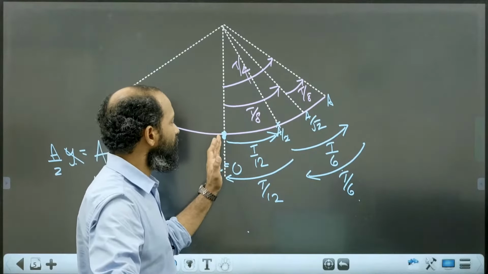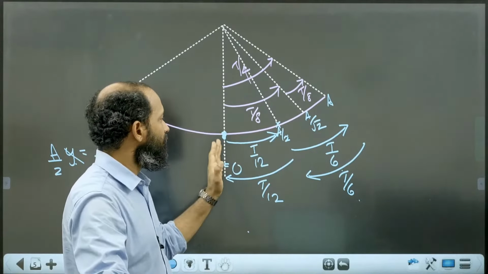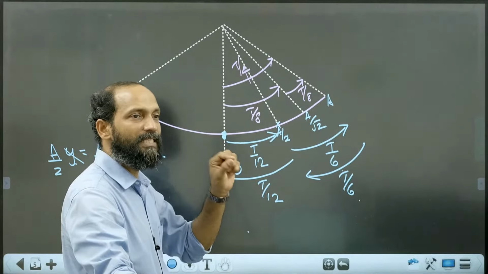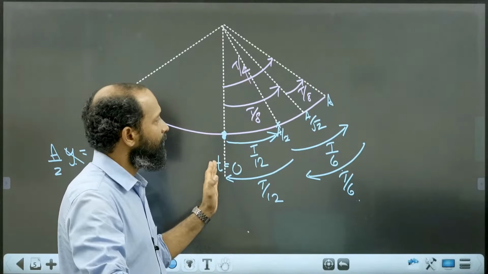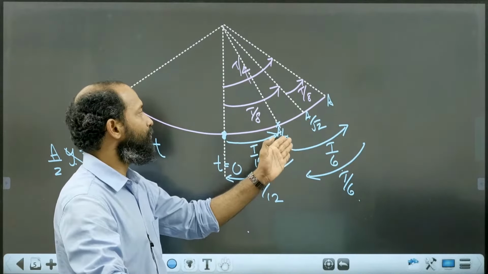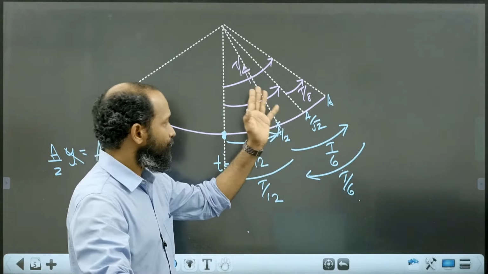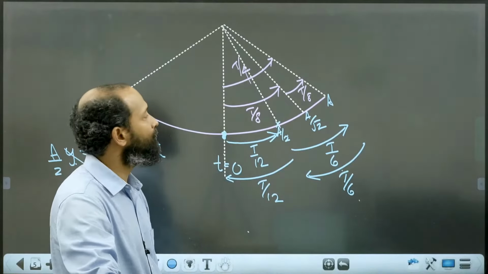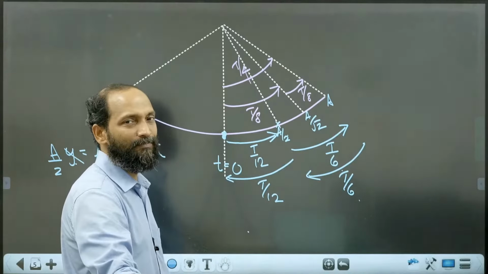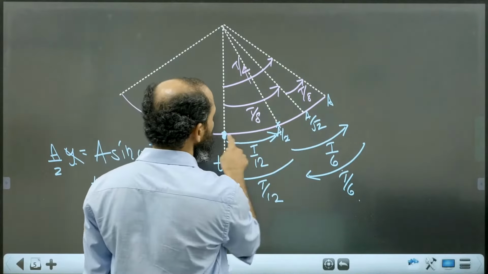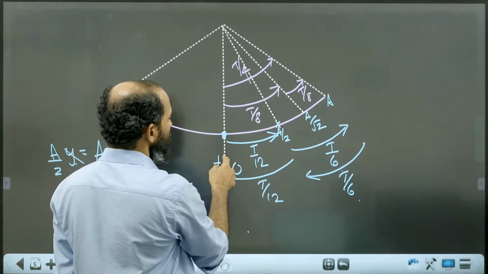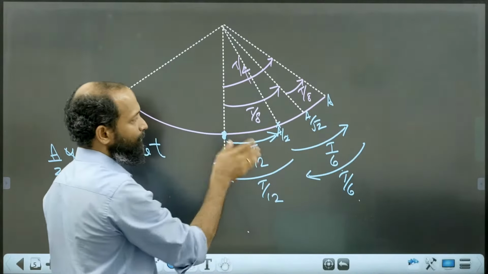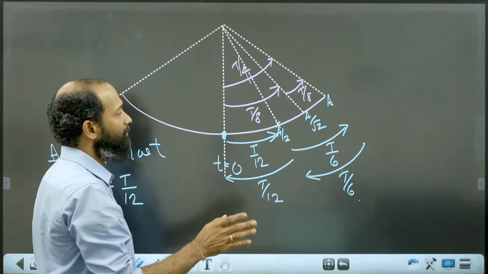So mean to half the amplitude is T by 12. Mean to 1 by root 2 times amplitude, and 1 by root 2 is approximately 0.7. So mean to 70% of amplitude is time T by 8. From 70% of amplitude, the rest of the 30% of the amplitude is also covered in the same time. So the distance traveled may be different, because close to the mean position the oscillating body is fast enough, for the same change, same time interval.